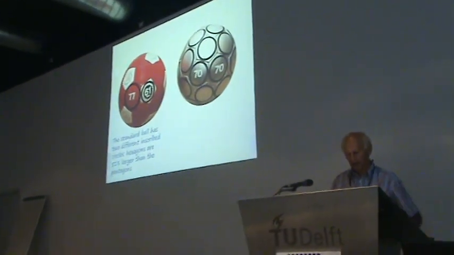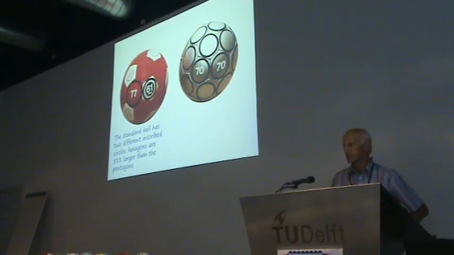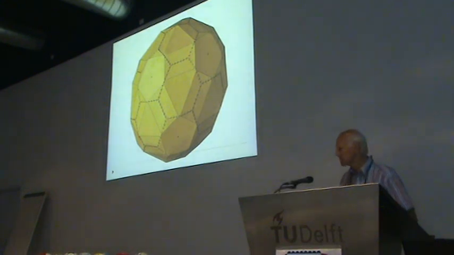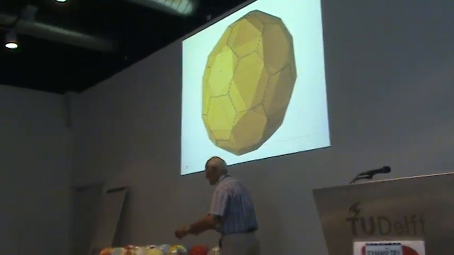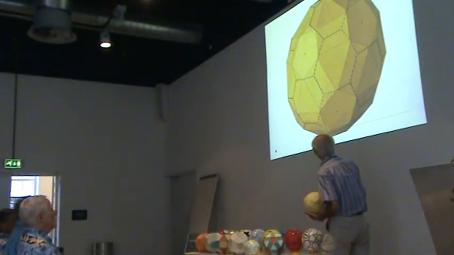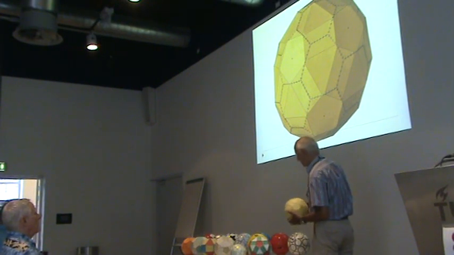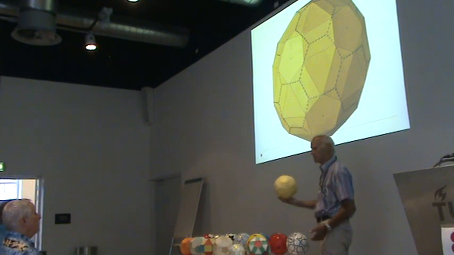So I have explained this already. The hexagons are 51% larger than the pentagons, and in the new ball, the hexagons and the pentagons are almost equal, 5% difference. This is a model that was made in the same way that the panels are punched. They are punched, cutting the edges, and also punching holes in it. These are the holes that are made. This is a model of it.